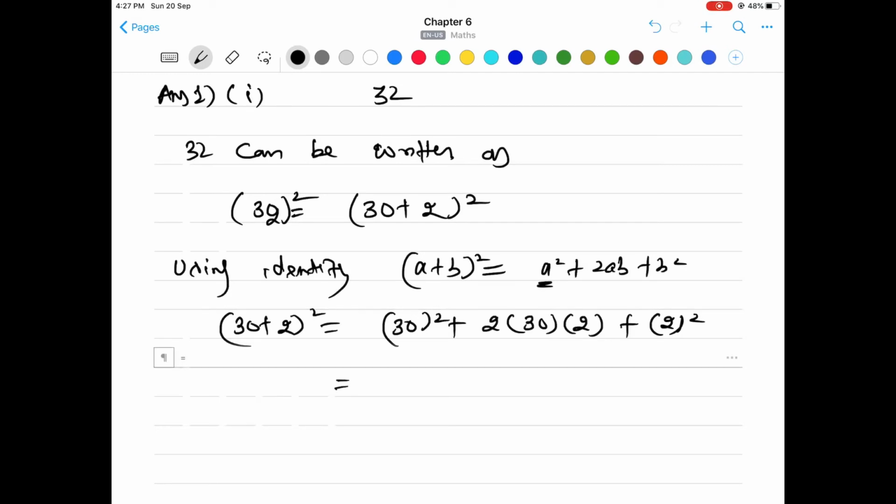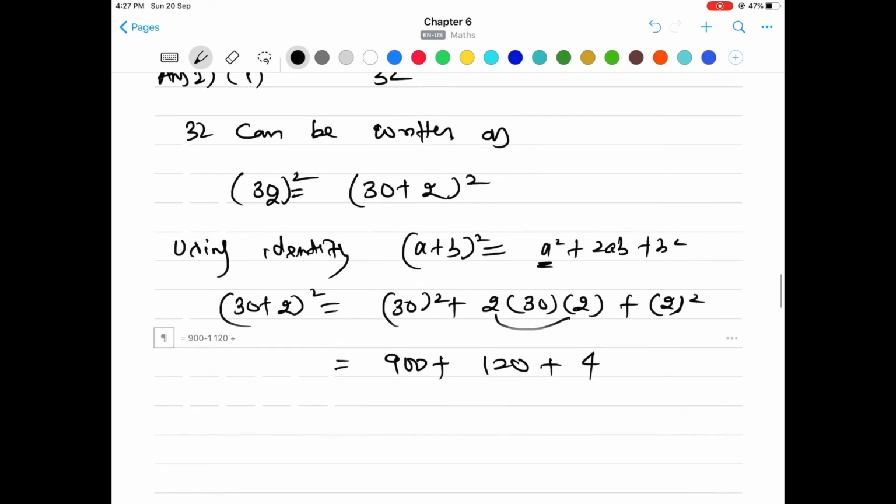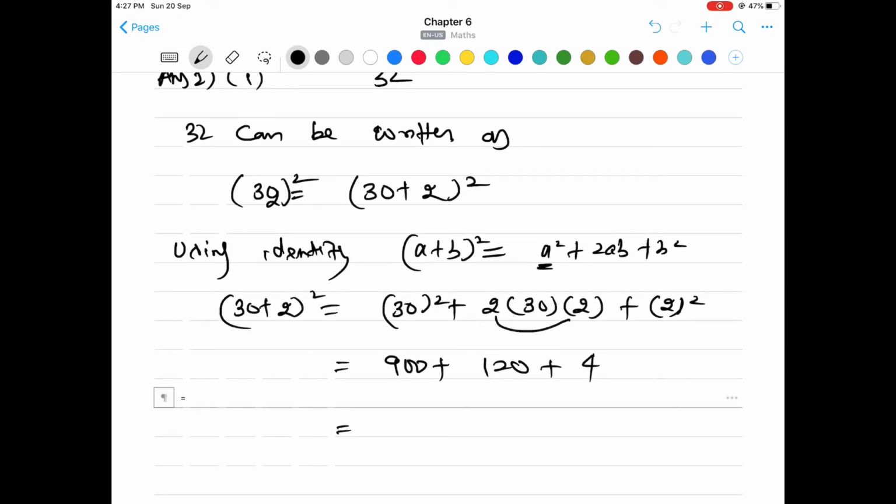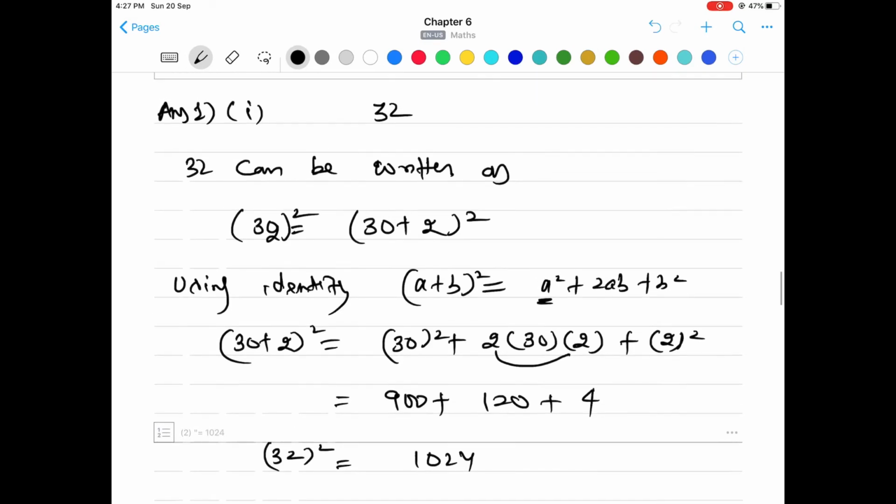Now we have to solve this. The square of 30 is 900. Multiplying 2 into 2 gives 4, and 4 into 30 is 120, and 2 square is 4. When you add these numbers, 900 plus 120 plus 4 is 1024. So the square of 32 is 1024. Okay, let's see the next one.